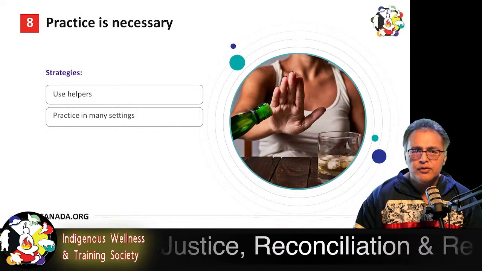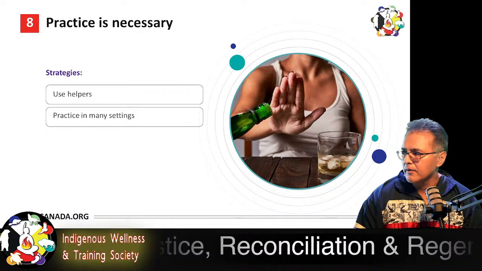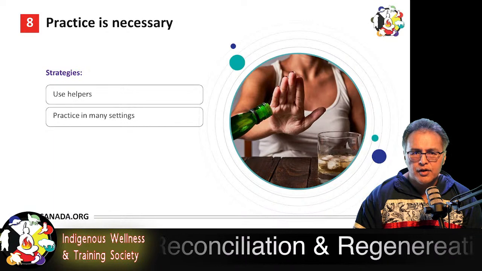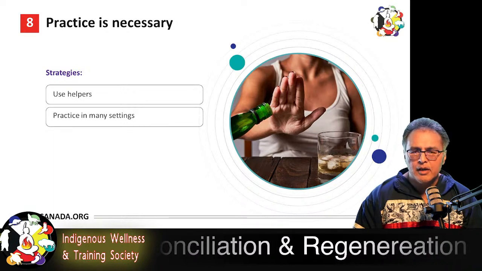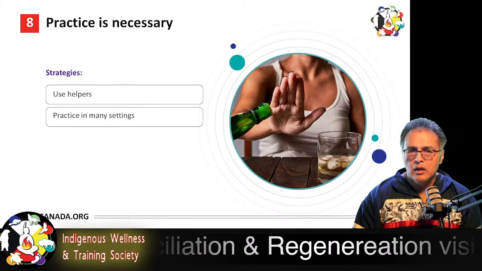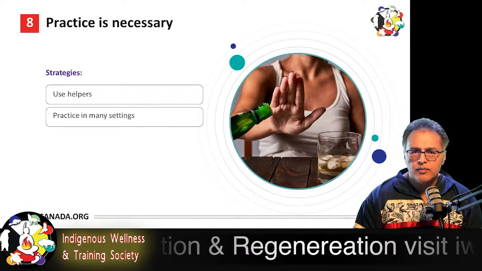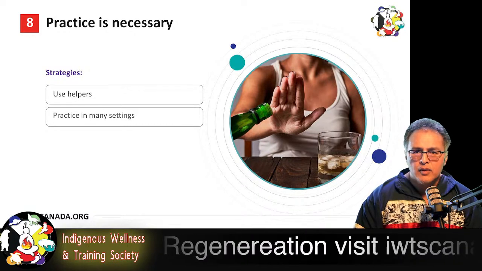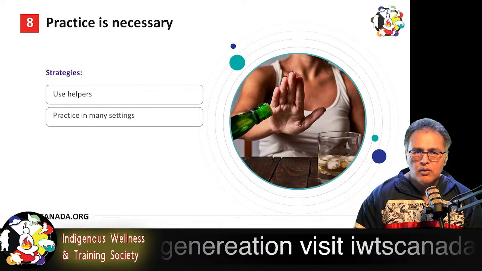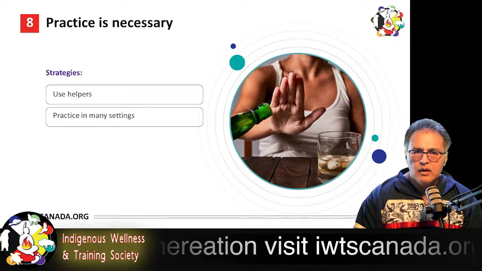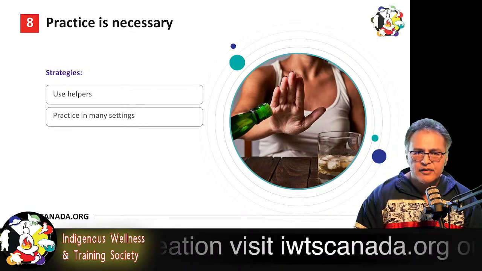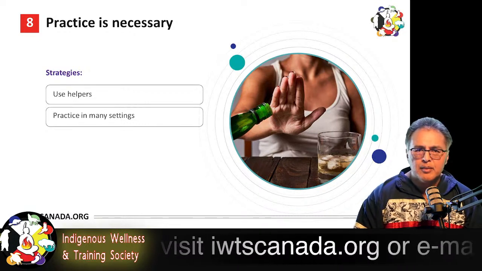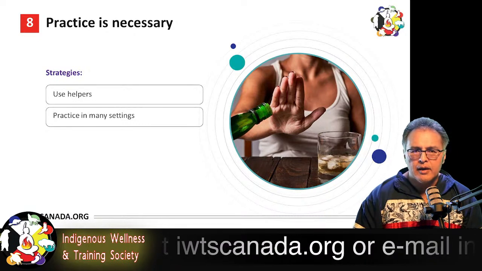Practice is necessary. Use helpers. Practice in many settings. The majority of recovery failures occur due to a lack of practice. Practice makes permanent. Look at the practicing alcoholic. A practicing alcoholic is a permanent alcoholic. Do you know how much Justin Morneau or Steve Nash practiced? See yourself in detail as successful. If you cannot see yourself successful, you will never be able to achieve it no matter how hard you try.